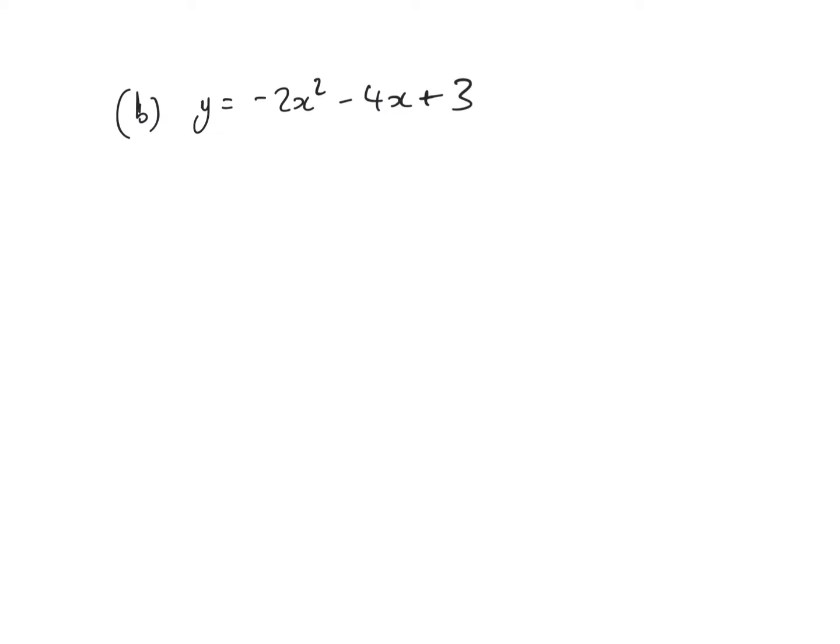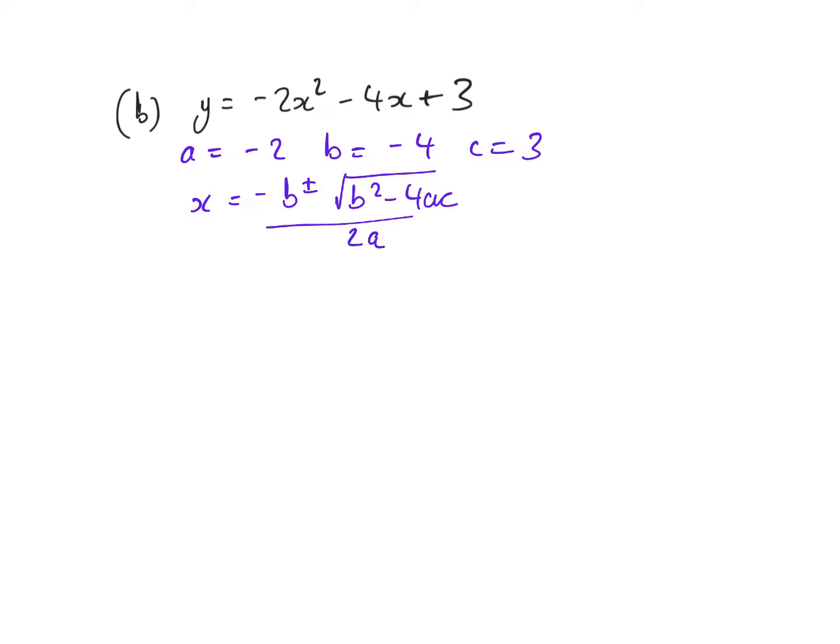Okay, let's do one more. Again here, you've got a equal to minus 2, b equal to minus 4, c equal to 3. Our rule, x equals minus b plus or minus the square root, b squared minus 4ac on 2a. Substitute in, so minus 4 is a positive 4. Plus or minus, any negative squared is always going to be positive, so it's 16. Minus 4 times minus 2 is 8.